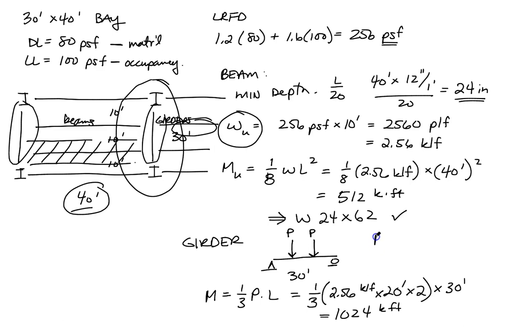So for the minimum depth as well, I need to make sure I do that. Again, back on page 16, we're going to take the length divided by 15. So for a beam, it was L over 20. For the girder, it's going to be L over 15. And so we've got 30 foot length times 12 inches per foot divided by 15. And that tells us the minimum depth also is about 24 inches.